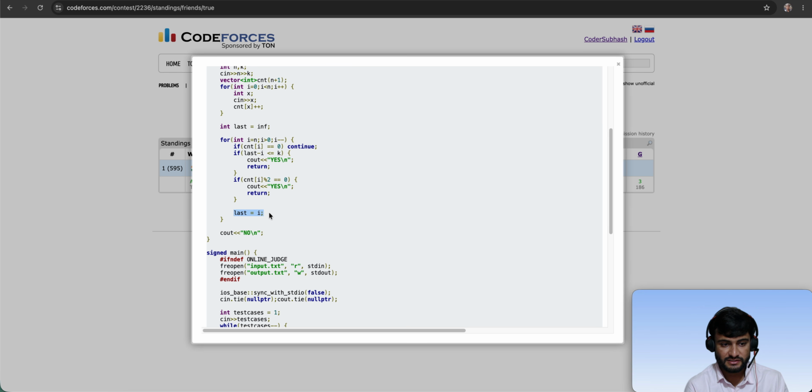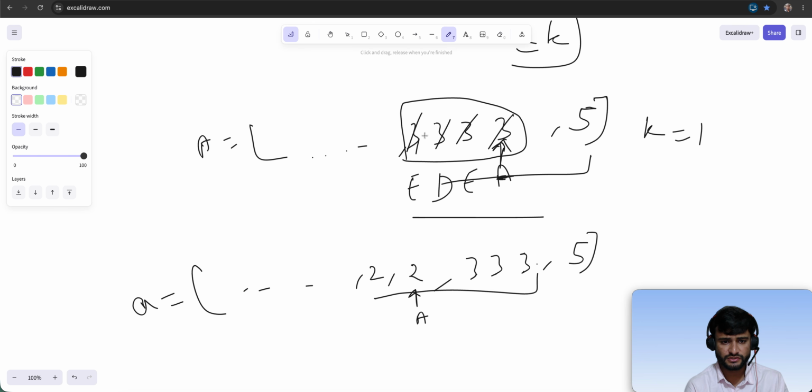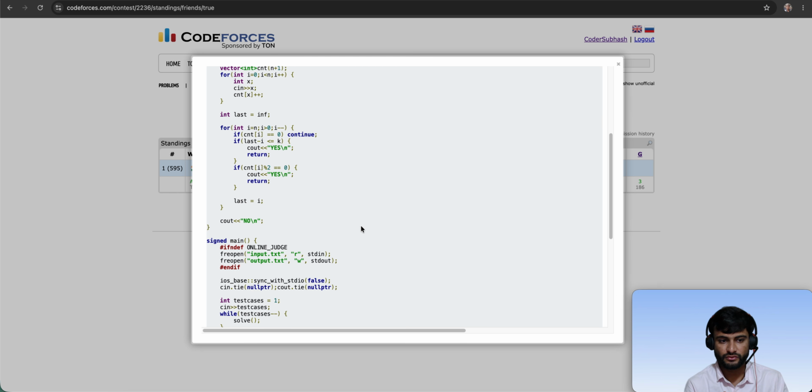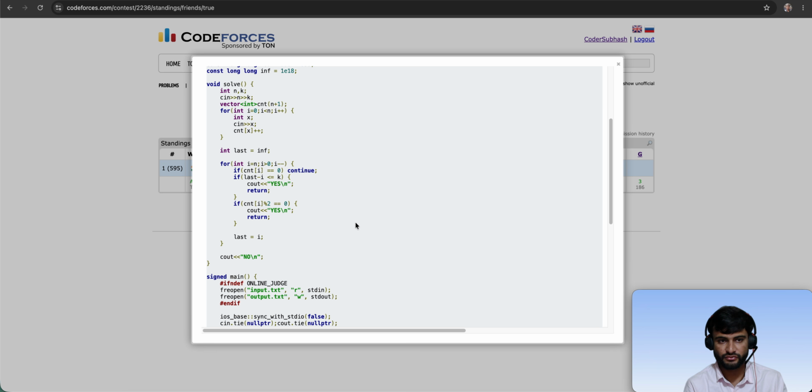Otherwise we will assign last equal to i. Last is actually the next greater value which exists in this array. So we will assign last equal to i and again check for the next smaller value. We'll continue this loop. If at the end Arseny doesn't find any value such that he can pick it and it makes the strategy for Igor to win, then if there does not exist any value, we will simply output no. So this was our simple code for this solution. Hope you got the solution. Thanks.